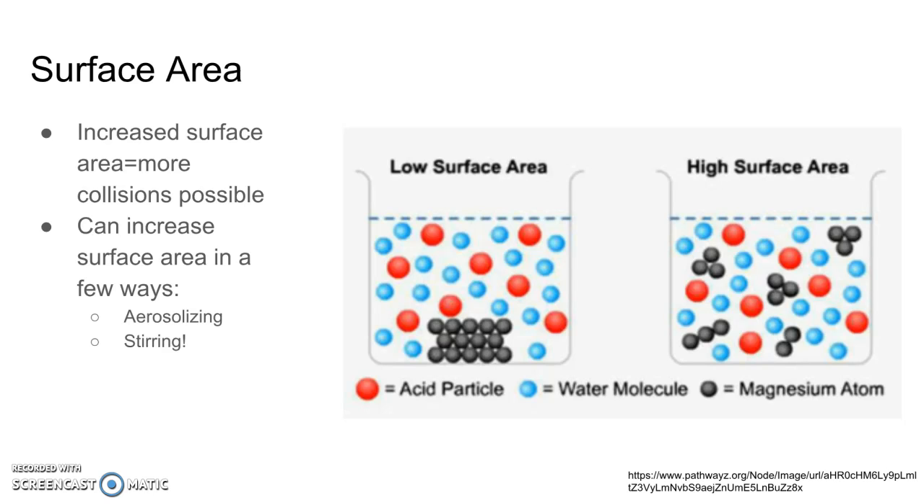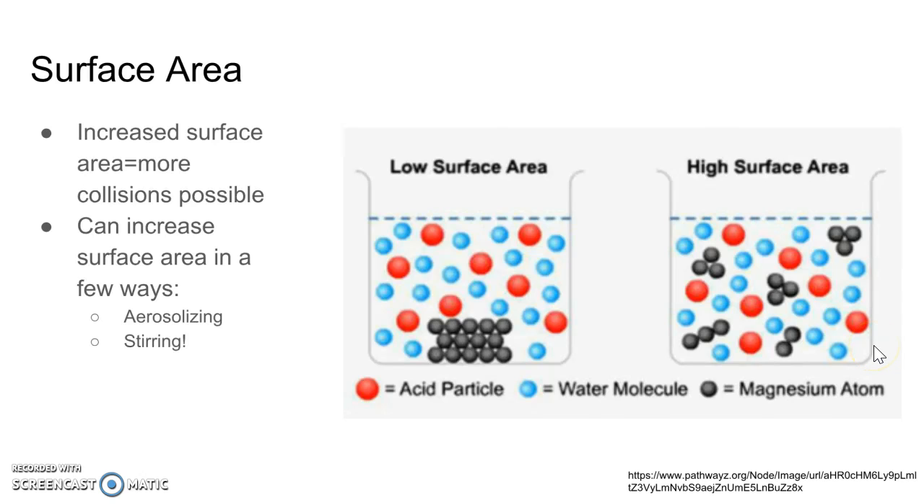So if you're looking at this particular example where the magnesium atoms are all black and I have a very slow surface area, you can see that if you were to stir up this mixture, you'd have a much higher surface area because you have the magnesium atoms distributed more evenly throughout the mixture. And so therefore you have more of a chance for collisions with both the water and the acid particles in this particular case to potentially have a reaction.